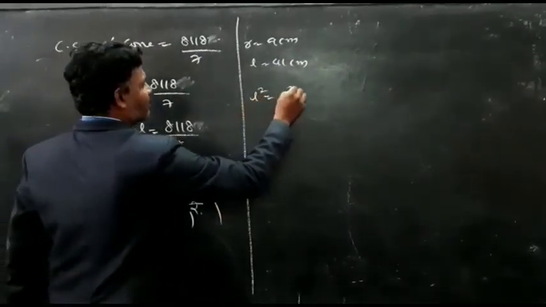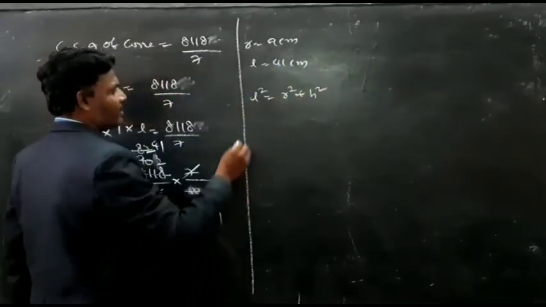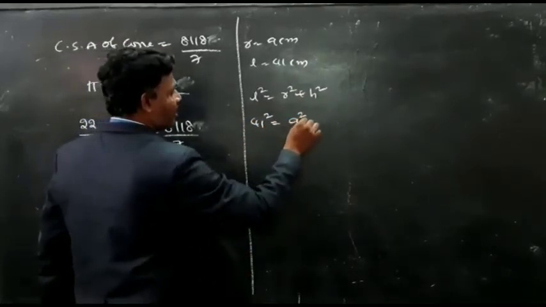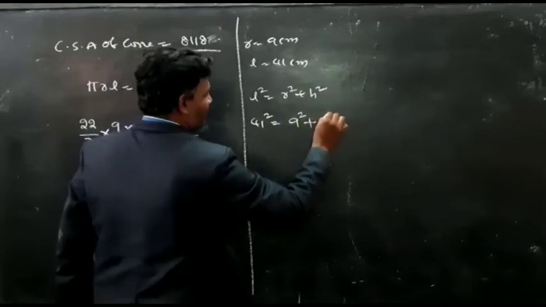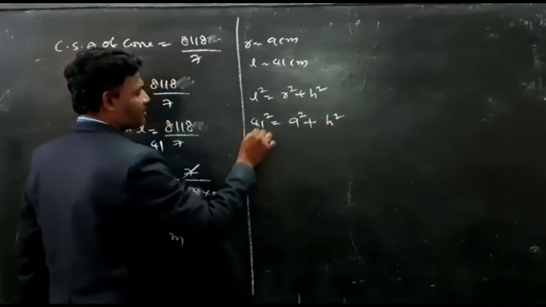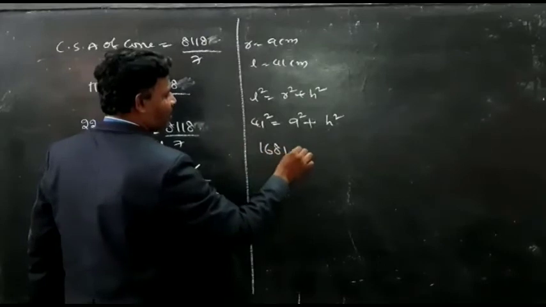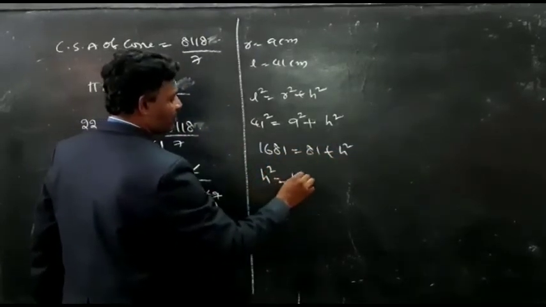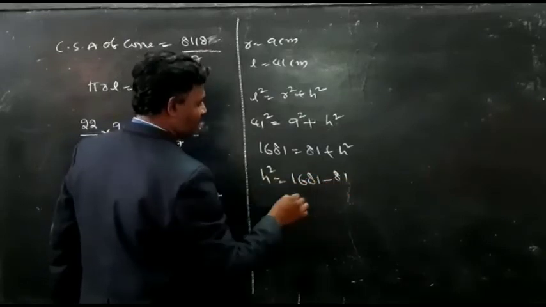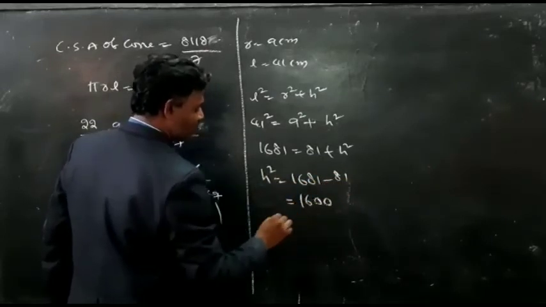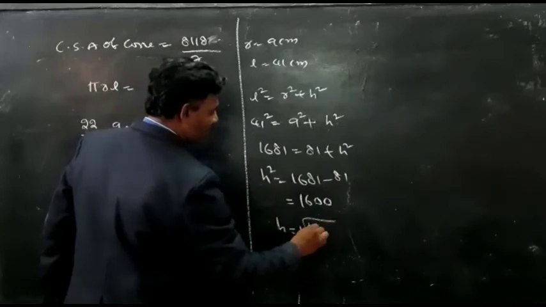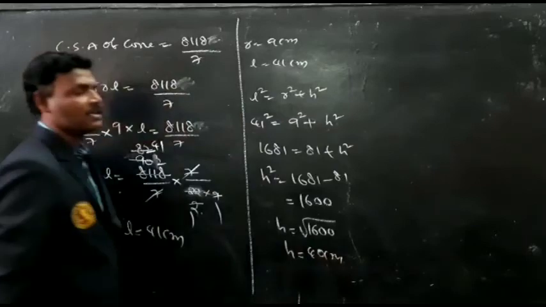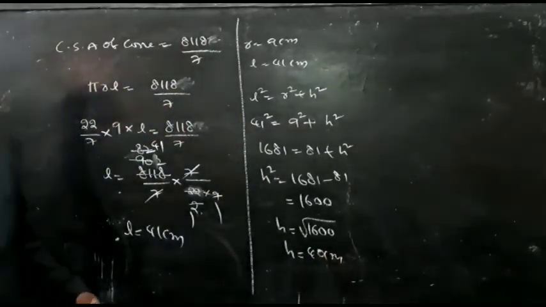L square is equal to R square plus H square. L square means 41 square is equal to R square plus H square. It is nothing but 1681 is equal to 81 plus H square. So H square is equal to 1681 minus 81, so 1600. H is equal to under root of 1600. So what is the value of H? The height of the cone is nothing but 40 centimeters.